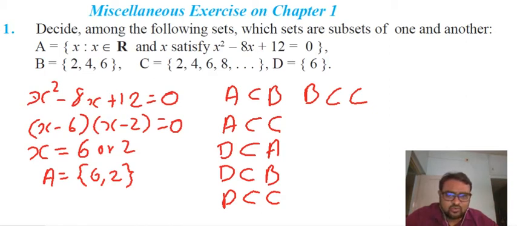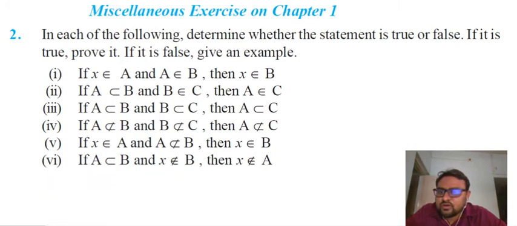Now let's move to question number 2. Okay, before that, note this down. Question number 2 is, in each of the following, determine whether the statement is true or false. If it is true, then prove it, and if it is false, then give an example. So first, x belongs to A and A belongs to B, then x belongs to B.